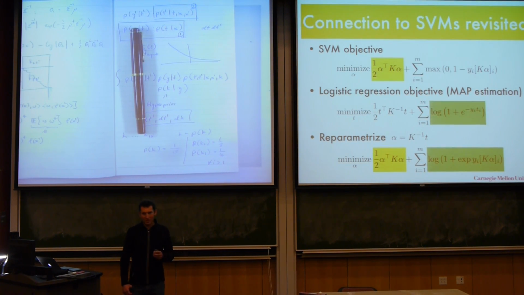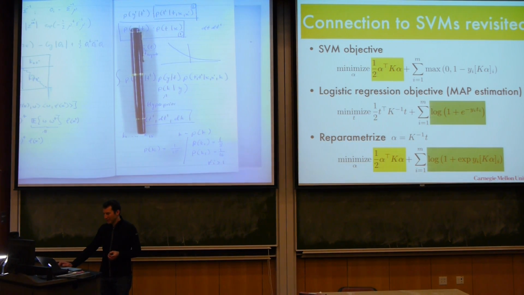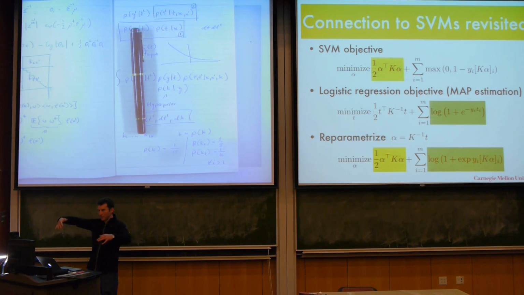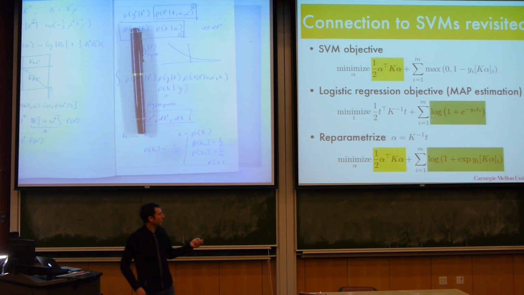So let's just revisit the connection to SVMs. Basically, in the SVM, what we had is we minimize 1/2 alpha transpose K alpha, plus, and then I've just rolled the soft margin loss function into the objective, the max of 0 and 1 minus this, so this is the margin. This would basically be instantiating the representer theorem, plugging in the alphas directly and solving the problem in the primal, which sometimes can be a very effective thing to do.